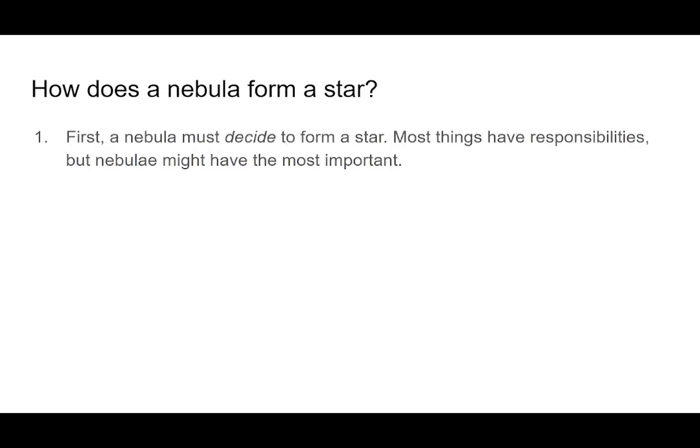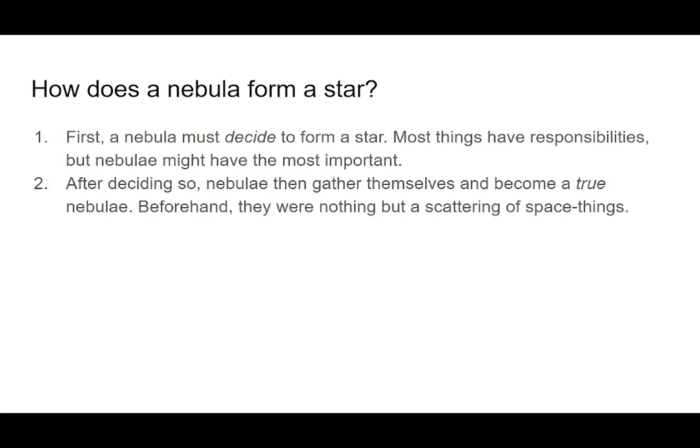So, how does a nebula form a star? Step 1, first a nebula must decide to form a star. Most things have responsibilities, but a nebula might have the most important responsibility of all. Right, so step 2, after deciding so, nebulae then must gather themselves and become a true nebula. Beforehand, they weren't a nebula. They were nothing but a scattering of space things in, well, space.